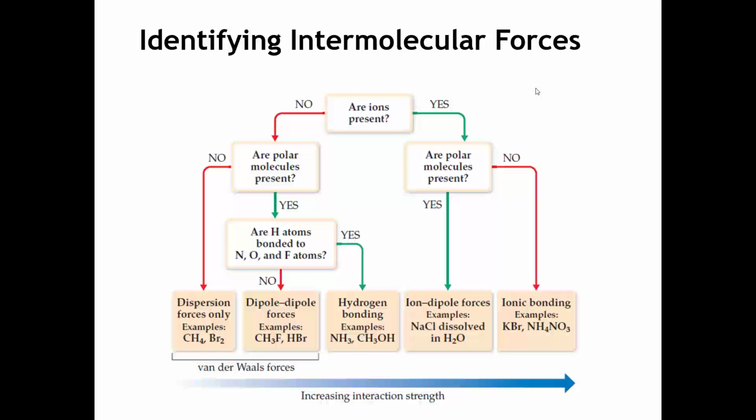Here's a little flow chart that you might use for identifying what kind of intermolecular forces are operative in any substance or mixture. You can follow this. If you want to get ionic bonding, which is a chemical bond really, then you need cations and anions. If you want to get ion-dipole interactions, you need ions plus polar molecules. If you want to get hydrogen bonding, we need molecules where the hydrogen is bonded to either fluorine, oxygen, or nitrogen. If you want to get dipole-dipole forces, you just need a polar molecule. And then absent all of those things, dispersion forces will be the only things that are operative.